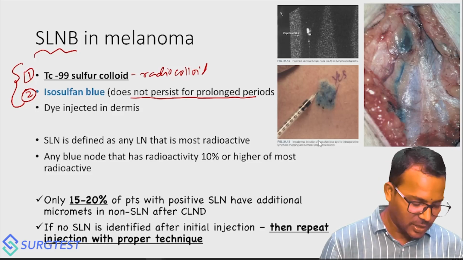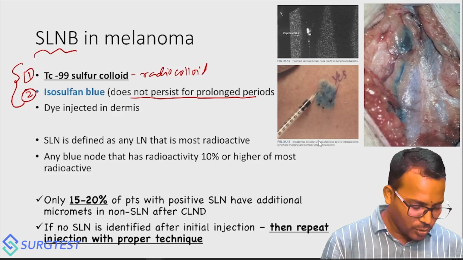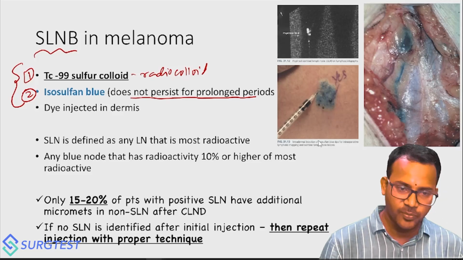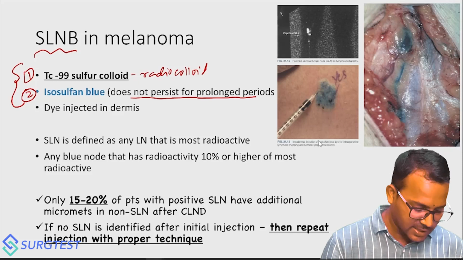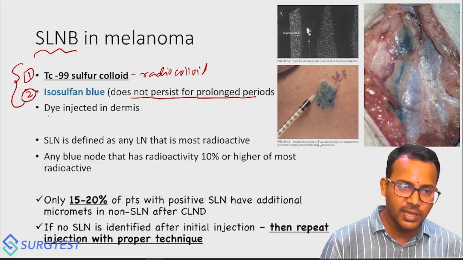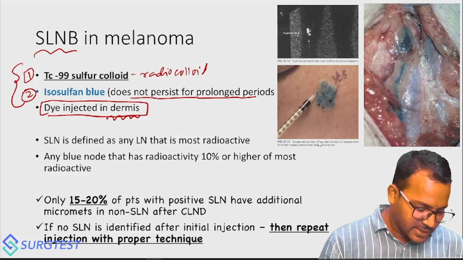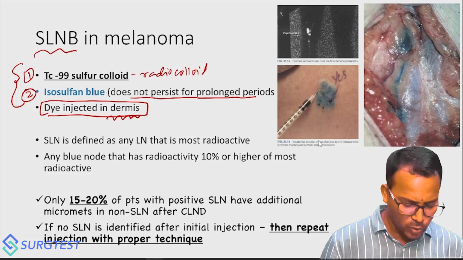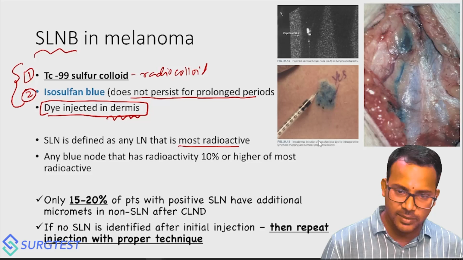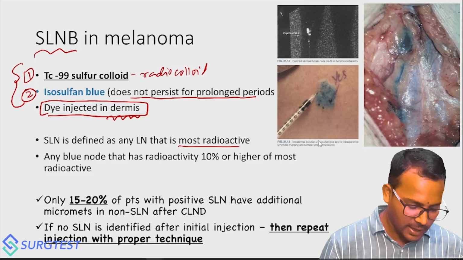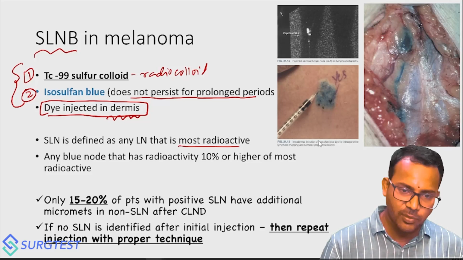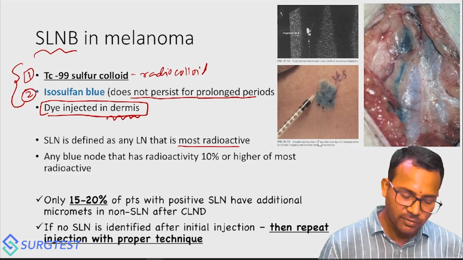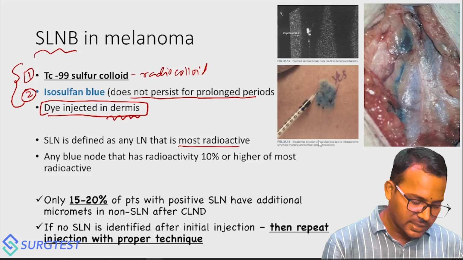of malignant melanoma. And how do you do it? You inject these two drugs within the dermis. So this is important. They are injected in the dermis. Sentinel node is defined as any lymph node which is most radioactive, as you can understand. Since you are giving a radiocolloid, any node which has the highest amount of radioactivity, or those who have been taking the radioactivity, will be considered a sentinel node.